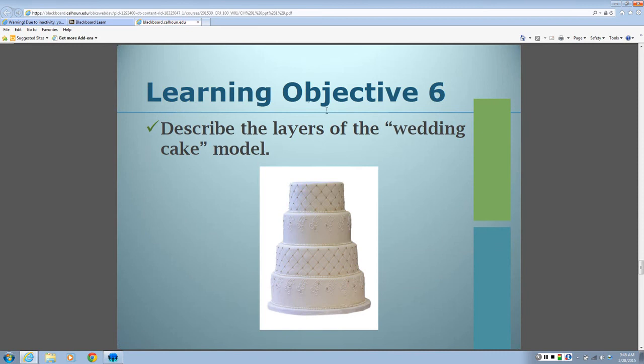Learning Objective 6 says, describe the layers of the wedding cake model. Think about the wedding cake, and you should be seeing my cursor move right now. This largest layer here on the bottom would be typically your infractions and misdemeanors. Those are things like speeding tickets, simple assault, simple possession of drugs, petty theft, etc.